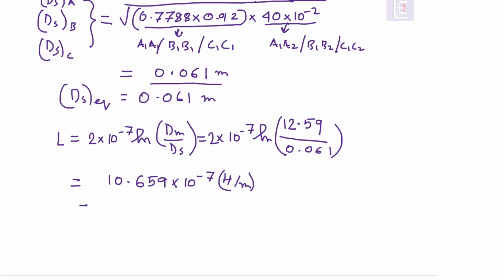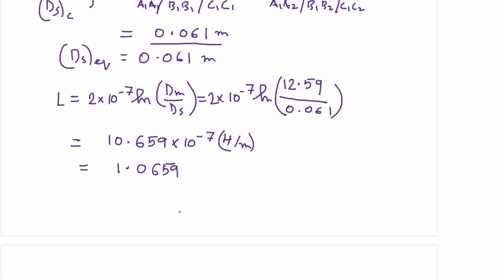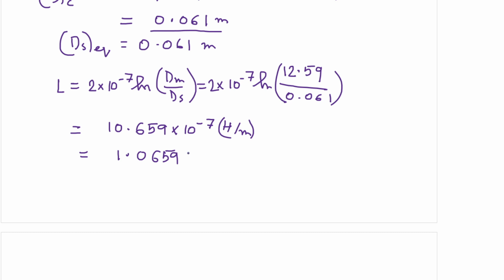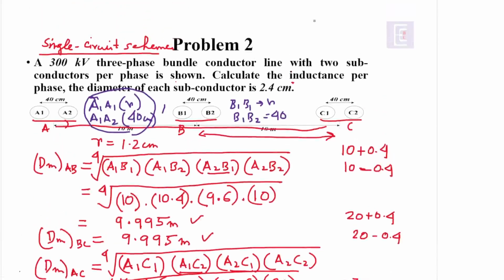So you can write this as 1.0659 millihenry per kilometer. So if this transmission line runs for 1 kilometer, it will offer an inductance of 1.0659 millihenry for 1 kilometer.